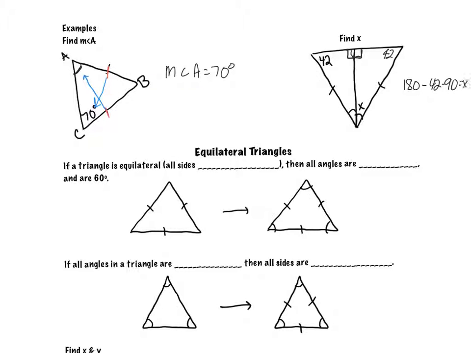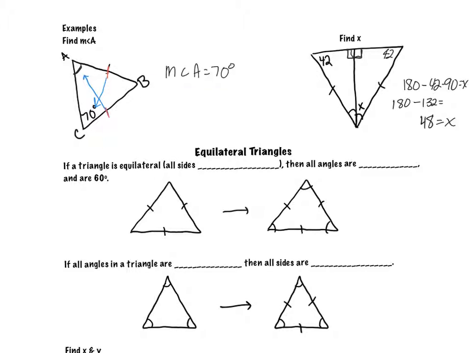Well, I want to do it that way because otherwise I end up with a negative number. So whatever 180 minus 42 minus 90 is, so basically what's 180 minus 132, right? Anybody know what that is? 48 equals x. Make sense? Questions about what we did there?